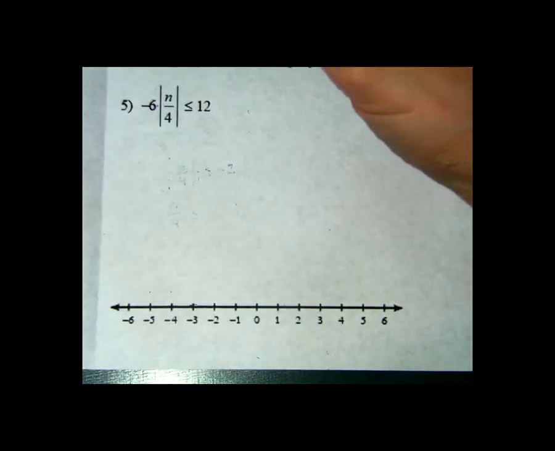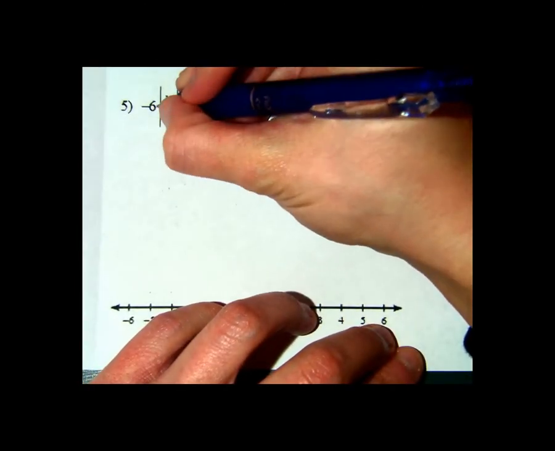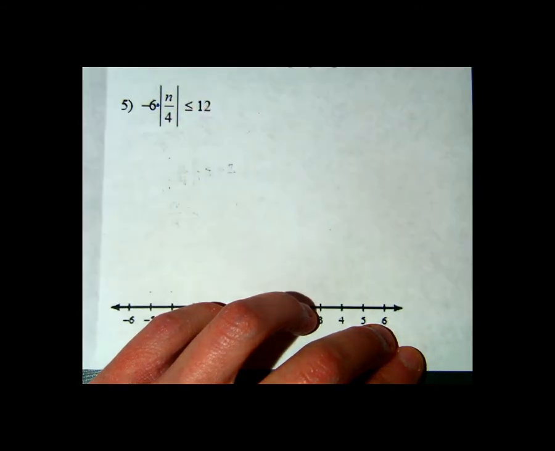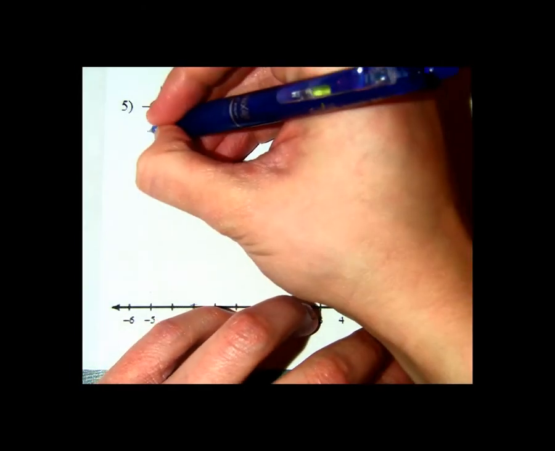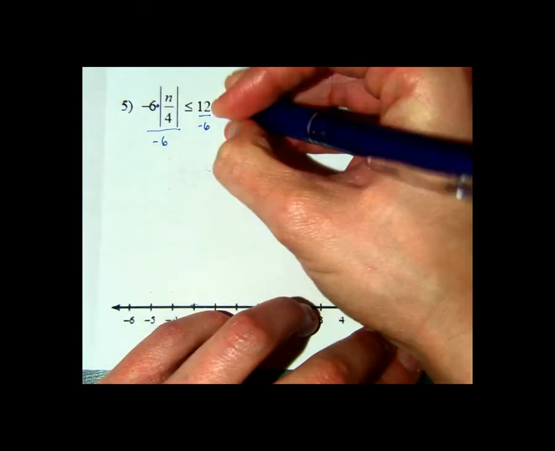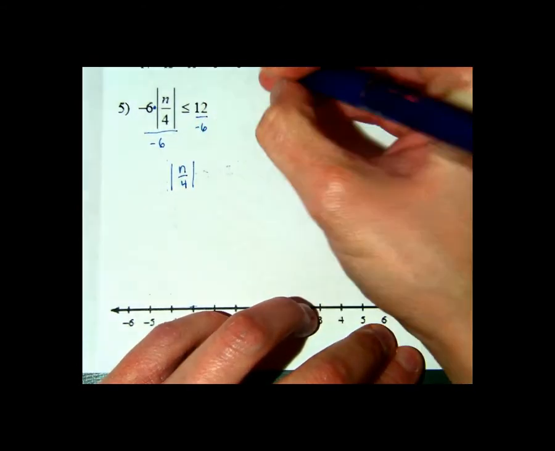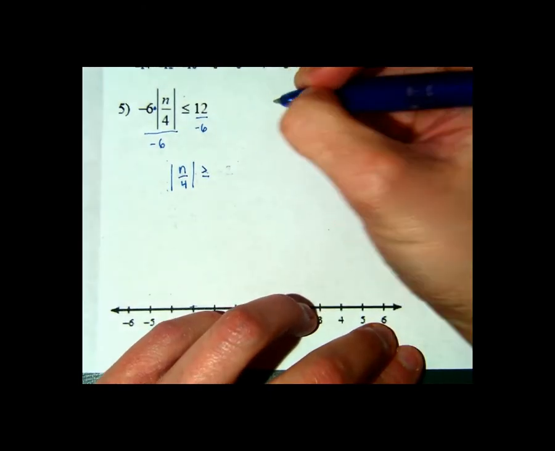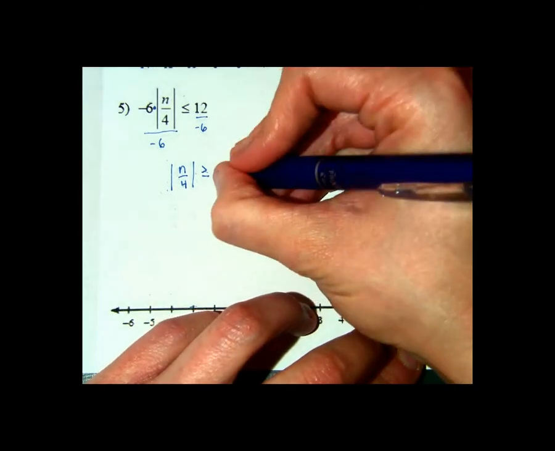Okay, last one of this foldable. I have negative 6 times the absolute value of n divided by 4, which is less than or equal to 12. Remember, if it's sitting right next to something, it is multiplying. So to undo that, to get that absolute value by itself, we're going to divide by negative 6. Remember, if you are dividing by a negative with an inequality symbol, you have to flip that symbol. If you don't, you will set it up incorrectly. 12 divided by negative 6 is negative 2.